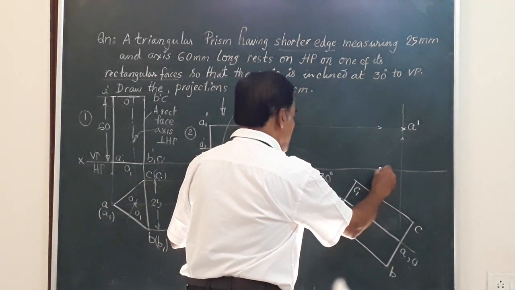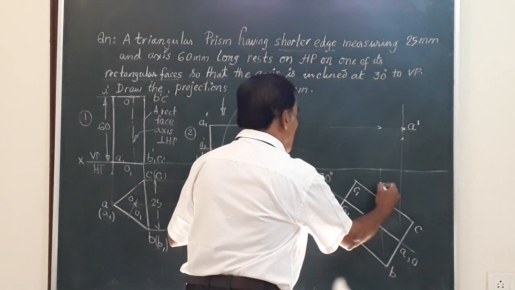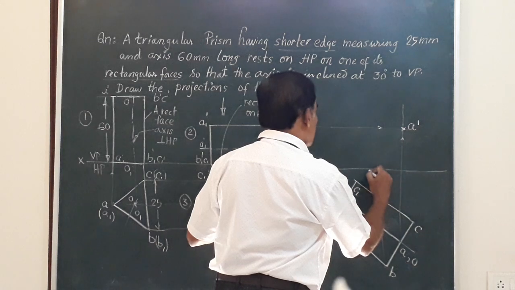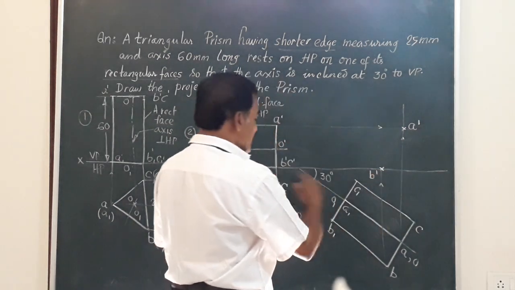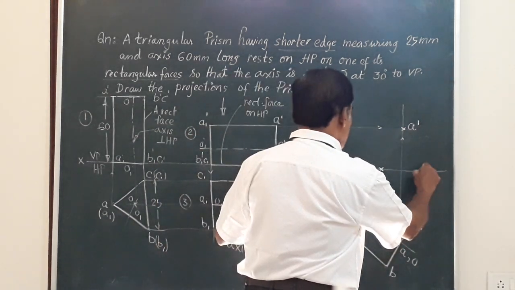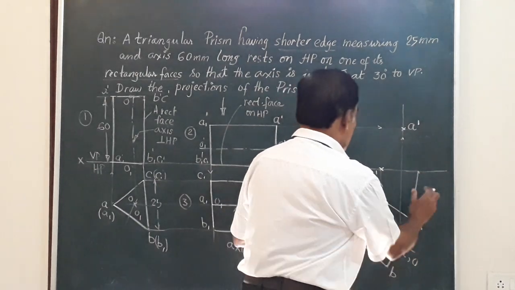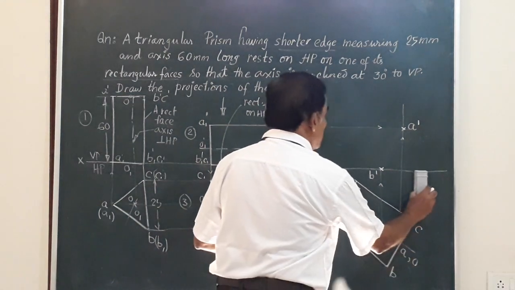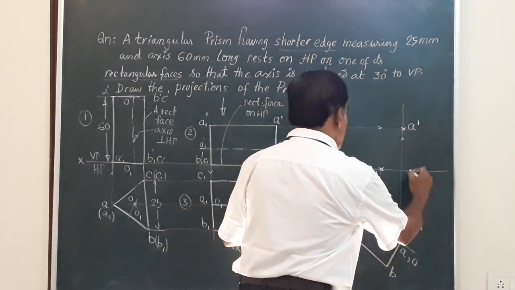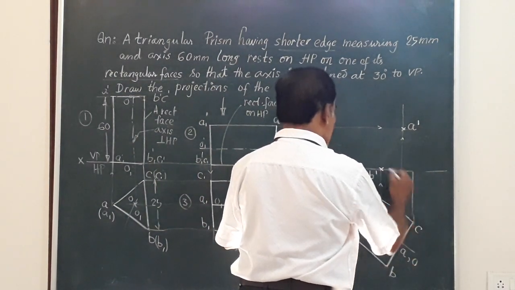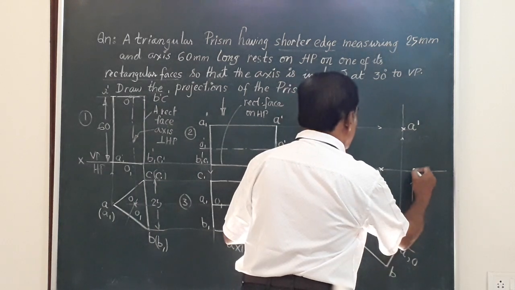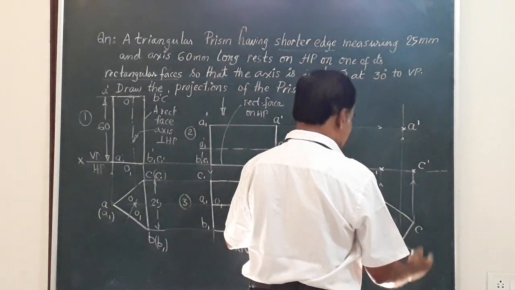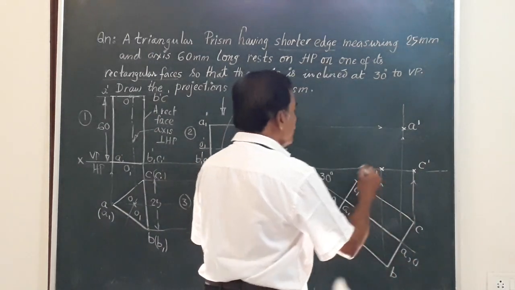Vertical line from B, horizontal line from B, they meet here. This point is B dash. Likewise C dash. Vertical line from C, the horizontal line from C, they intersect here. I call this point C dash. A dash, B dash, C dash is completely visible.